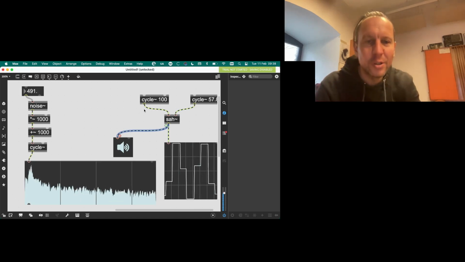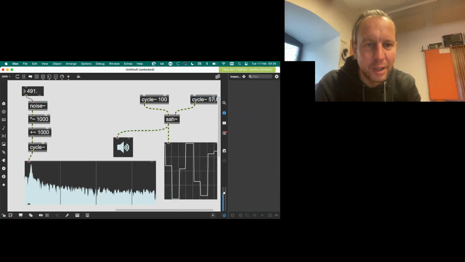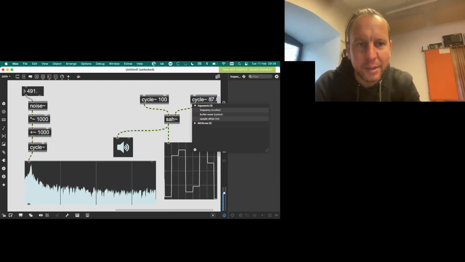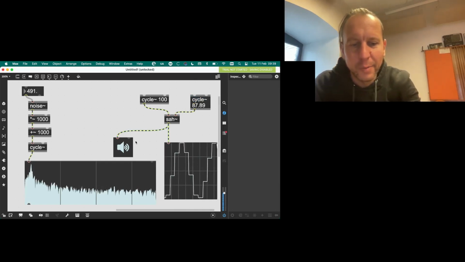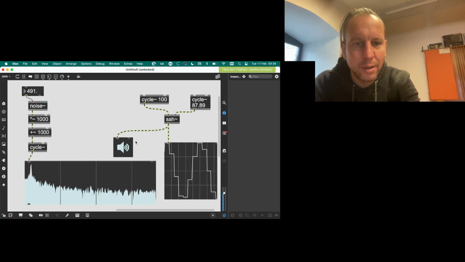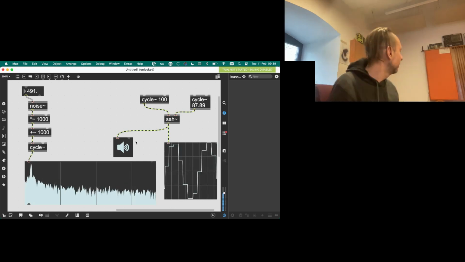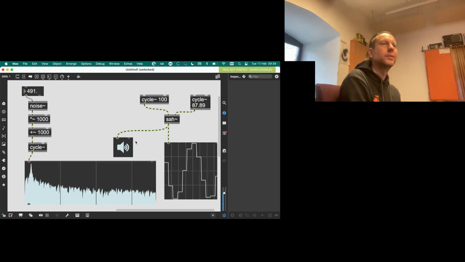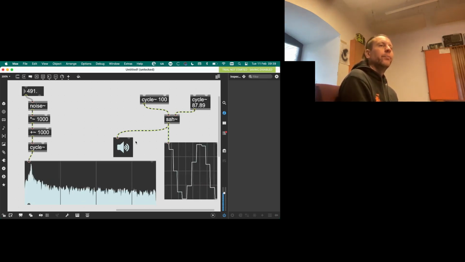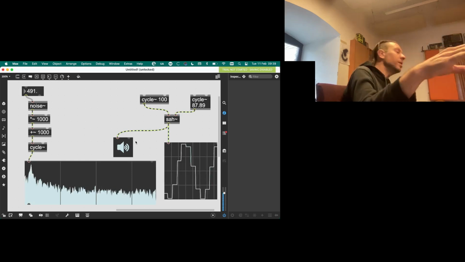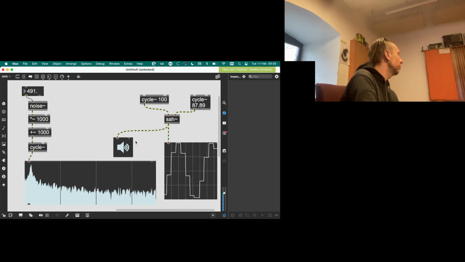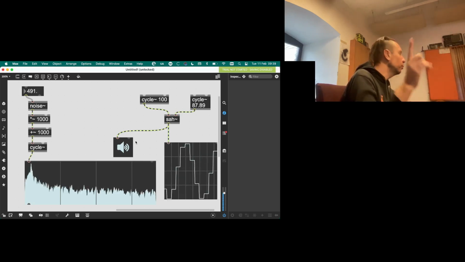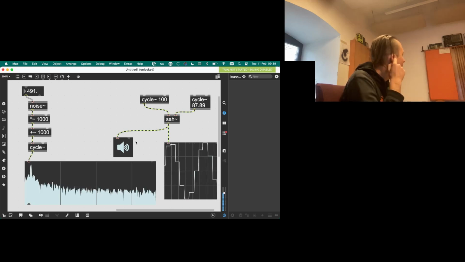If I do this on a slightly higher rate, let's do something like 87. Okay, so I have more of a sine wave coming out. It kind of sounds like an old console already. Okay, so this would be resampling. So I'm effectively reducing the sample rate. And what would be bit crushing? You guys know?